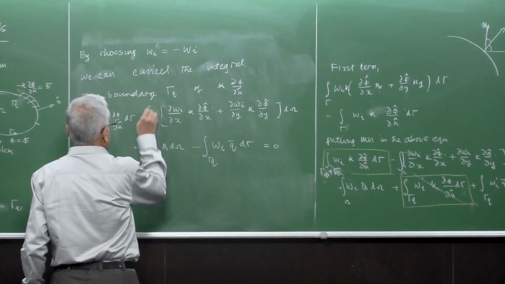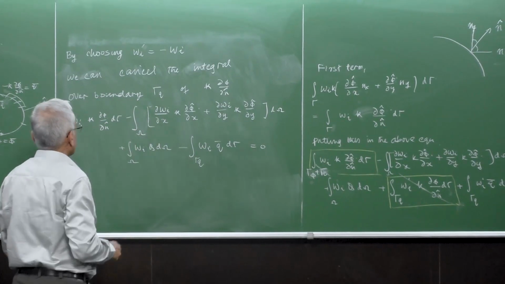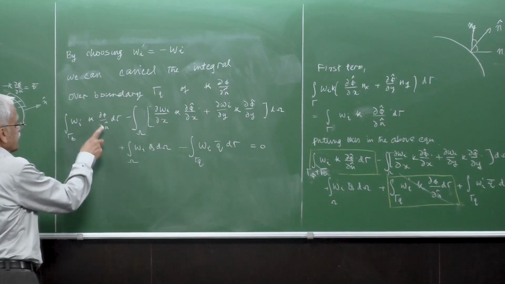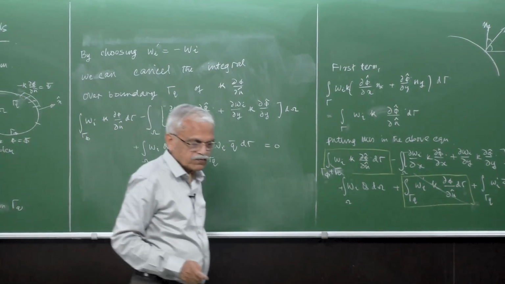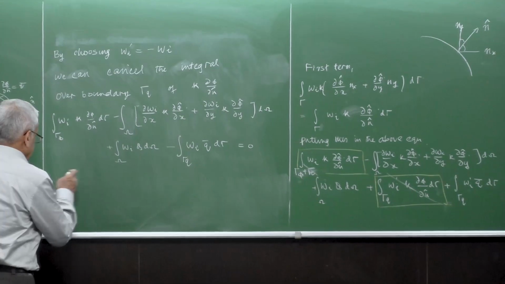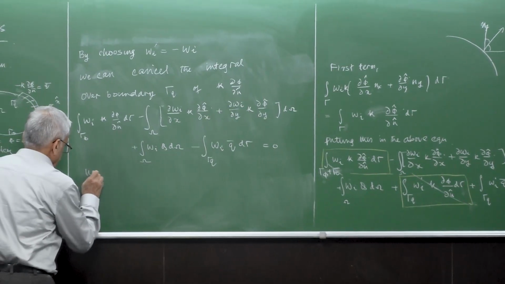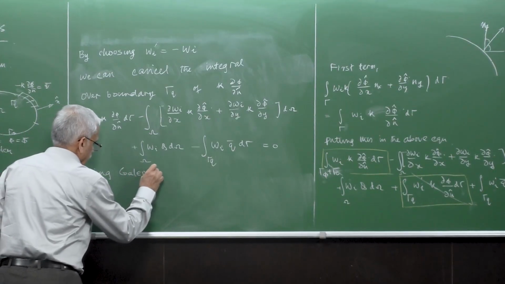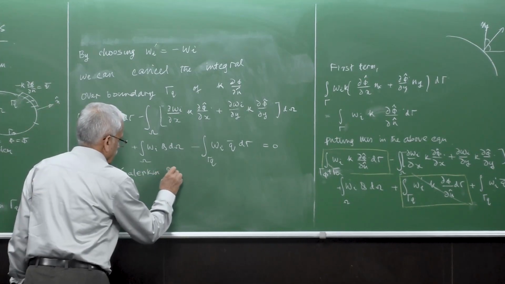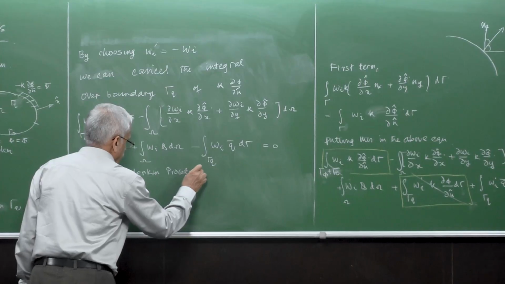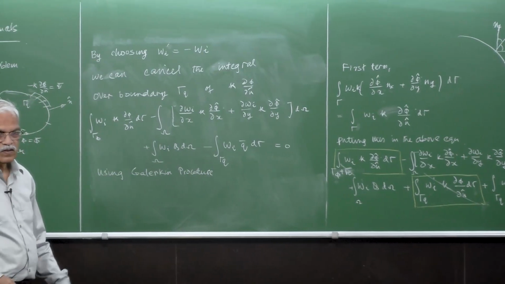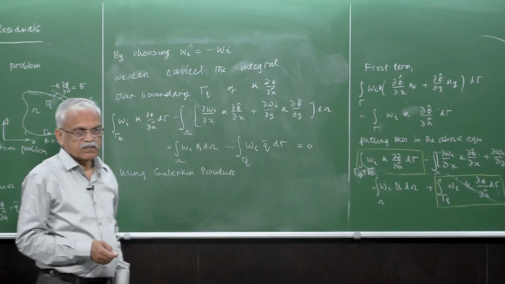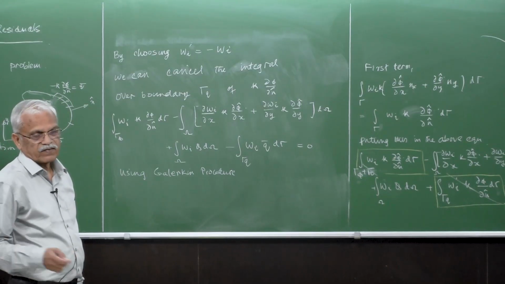I'll just write it. Okay. So we are still with a boundary term here on gamma phi, wi k dou phi by dou n. So if you use the Galerkin weighted residual procedure, so what is that Galerkin procedure? In the Galerkin procedure, we choose the weighting functions same as the trial functions.